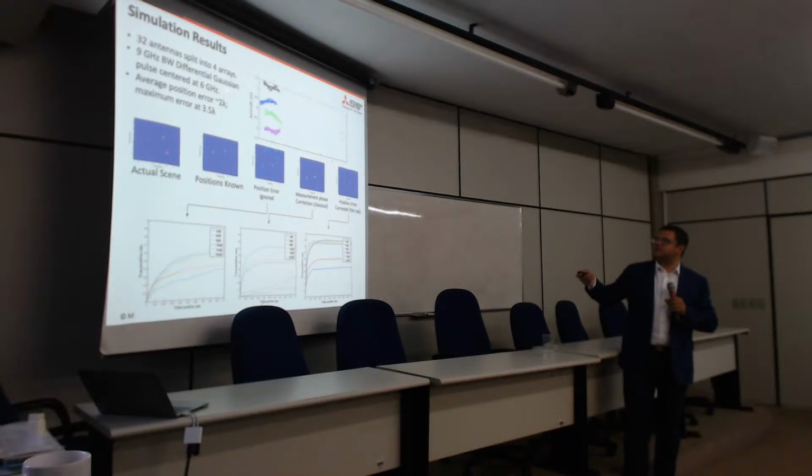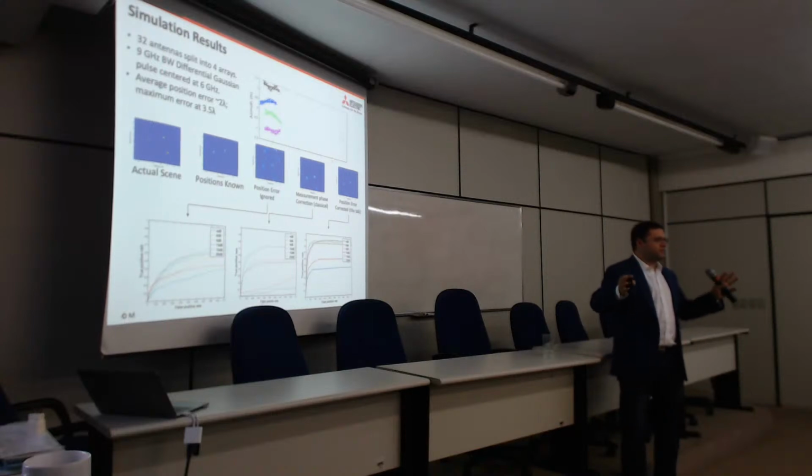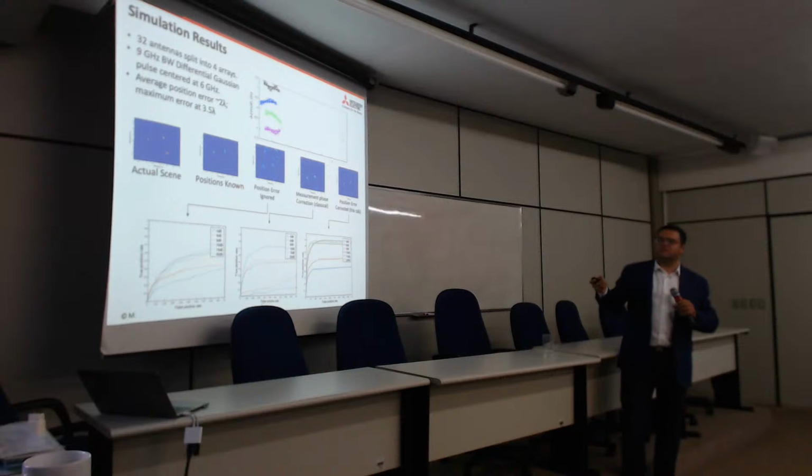Again, 32 antennas split into 4 arrays. This is now the problem. We assume the antennas are perfectly synchronized. Of course, you can combine both and have timing and position errors at the same time. But let's say that now timing is perfectly synchronized. The arrays think they're here, but they're actually where the crosses are. So you see the crosses, this is where they actually are.